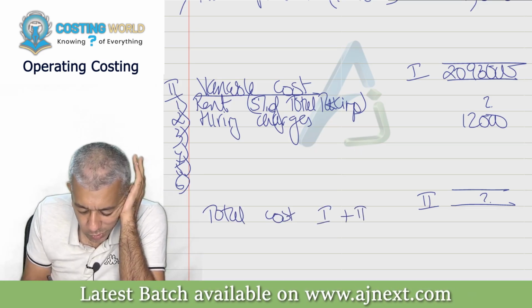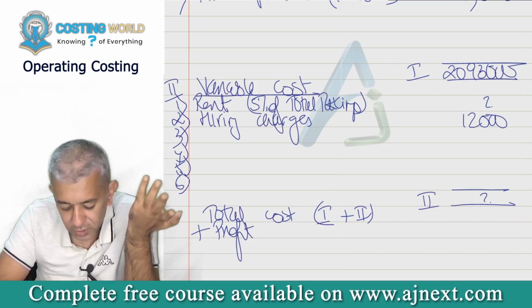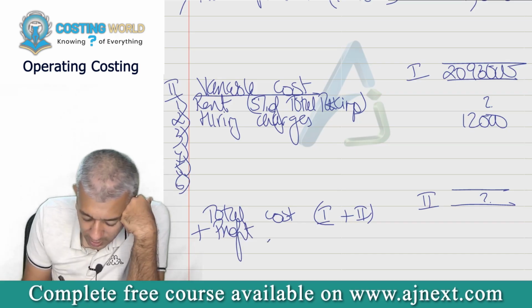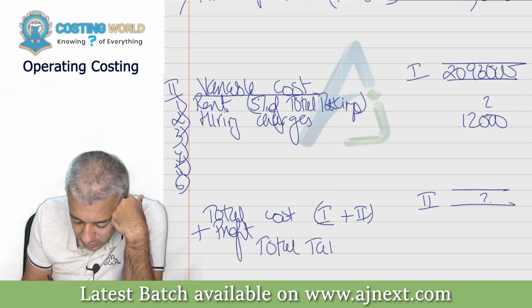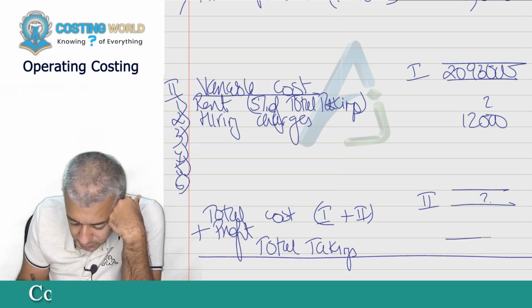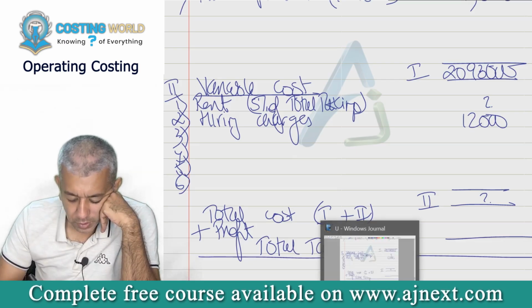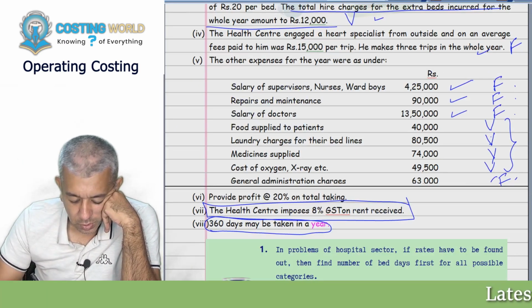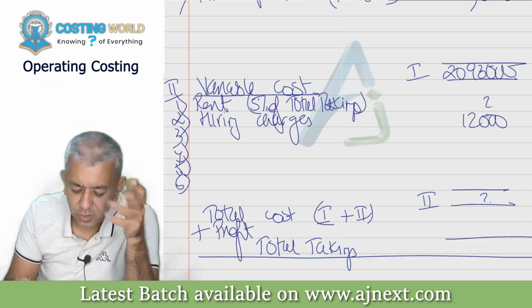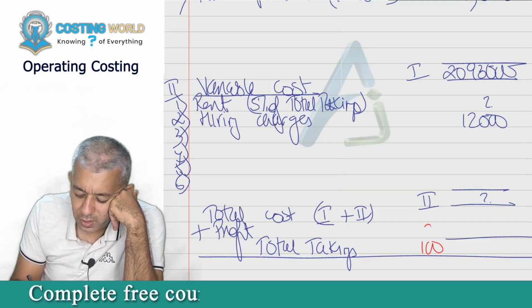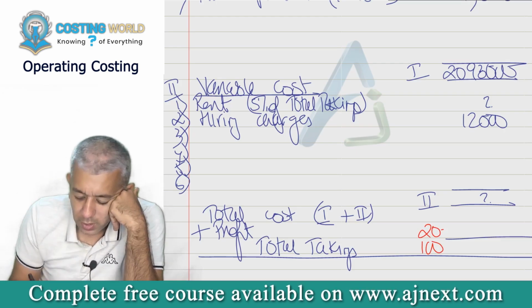Total cost 1 plus 2. Obviously, hospital also, nobody runs for charity, of course. Add profit. I'll use the same word that is there in the question, that'll be far better. Total takings. Now, listen. How much is profit? 20% on total takings? Listen. Do not write down this because you all will understand it's of no use. Can I say if this is 100, this is 20? Yes, sir. Okay. Can you say this figure will become 80?